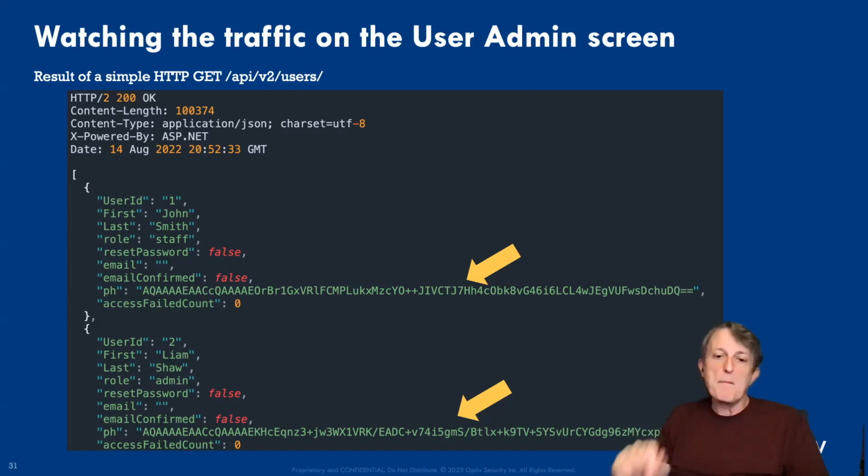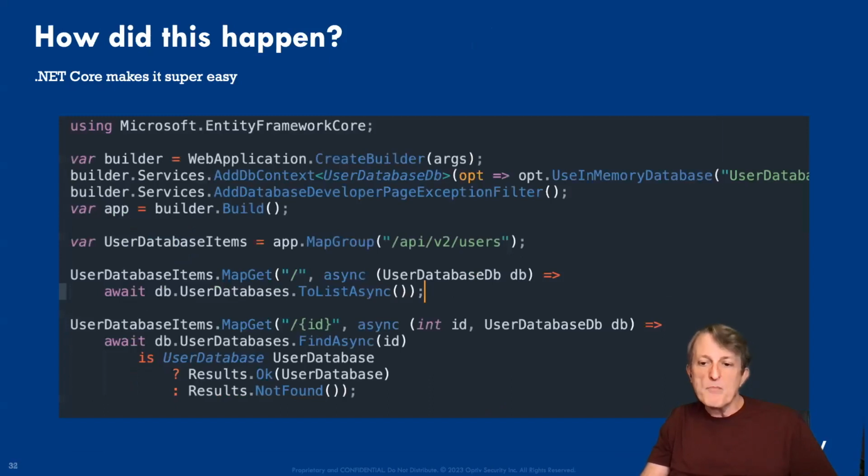So if you see that pattern, it could well be a .NET Core Identity hash. So I started thinking about how they ended up with an API that would return the whole user database like that, because they weren't using the hashes.